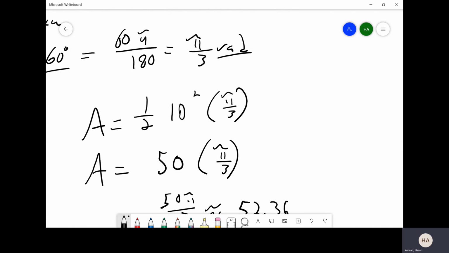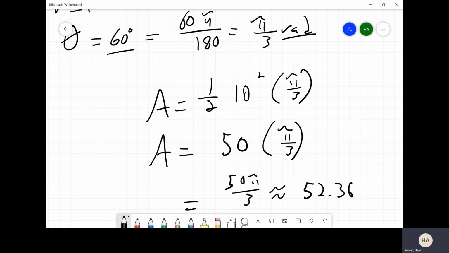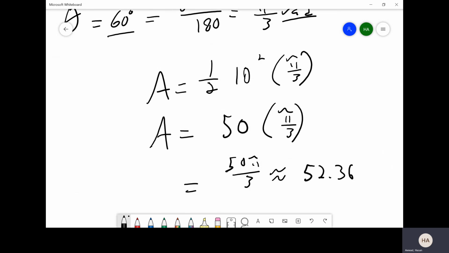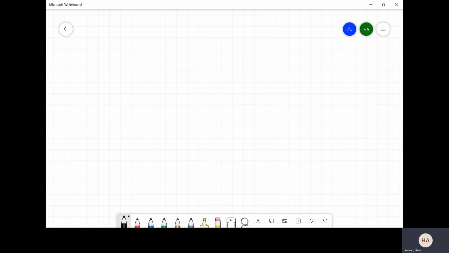10 is our measurement for radius. So 1/2 times 10 squared times pi over 3. And so we get 50 pi over 3, which is about 52, give or take, just a little bit more. Okay. So with all of that being said, I want you guys to work on your last classwork assignment.